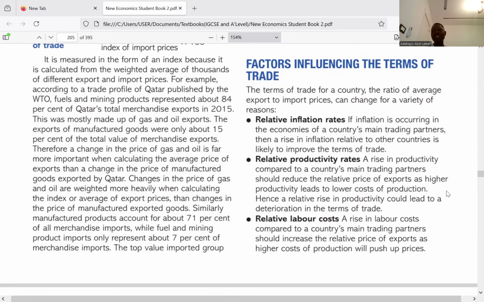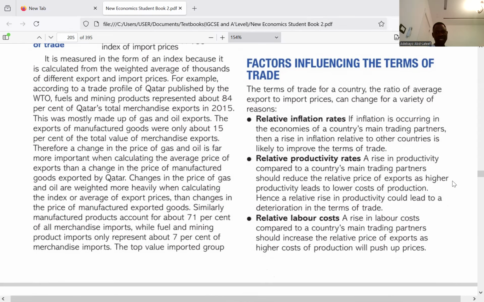Because the terms of trade is measured as export relative to import. So if the revenue you make from exportation reduces, it affects your terms of trade. Do you get the second point there?